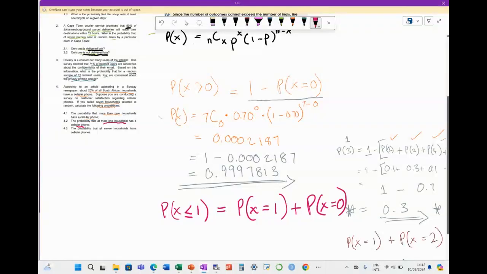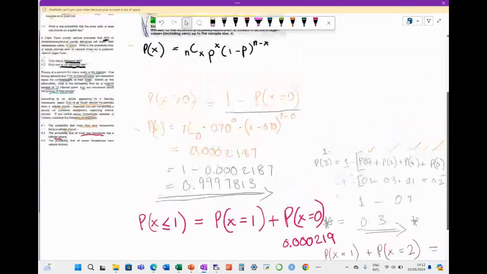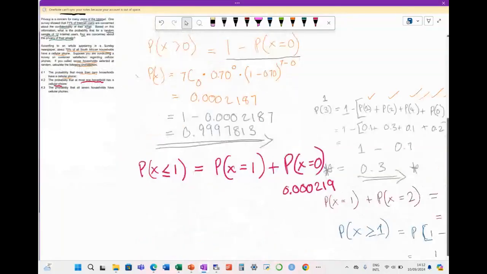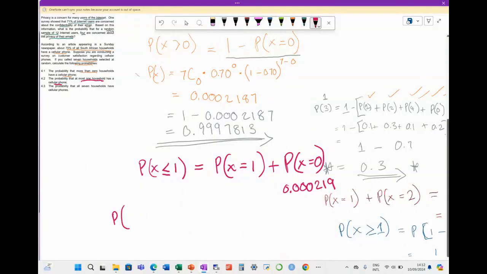Makes sense? So again, we go and say, okay, fine. Now we need to find the probabilities of these two. We have already calculated the probability of 0, that was 0.000219. Now we need the probability of x equals 1. Did we do that anyway? No. Okay, so it's fine. Then let's do that. Probability that x is equal to 1.